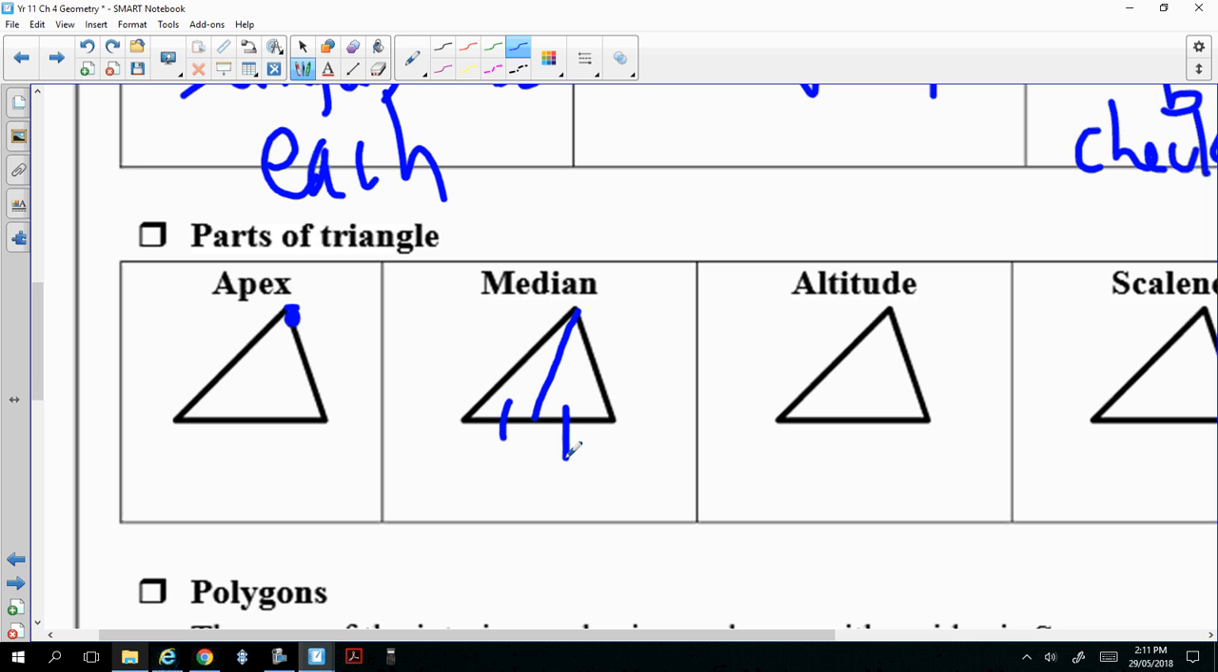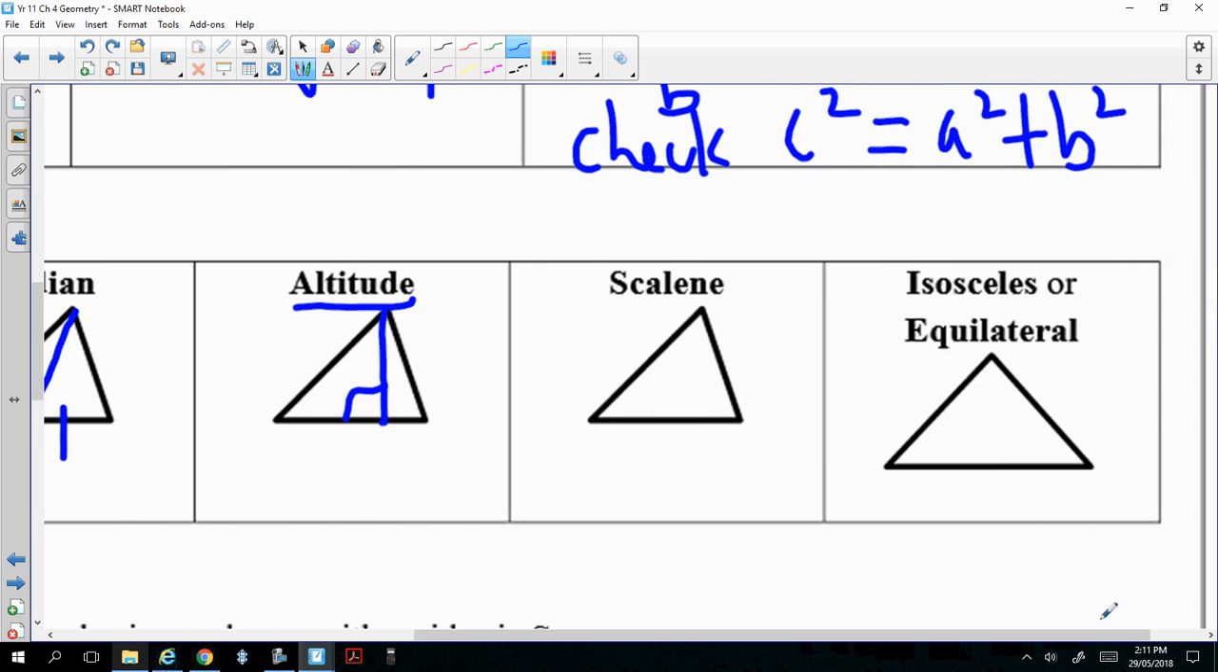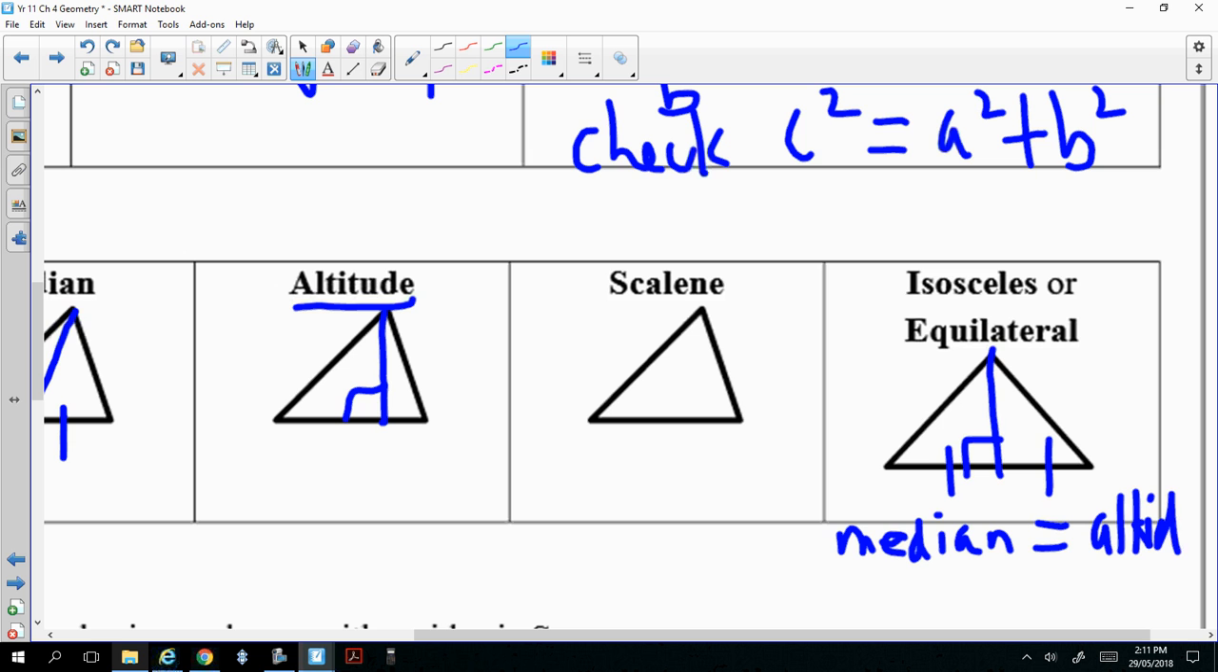One's a right angle to the base. One's connecting to the middle of the base. Obviously, they're usually not the same. But when would they be the same? Equilateral, where the median and the altitude are equal. So if it's an equilateral or isosceles, the median equals the altitude.